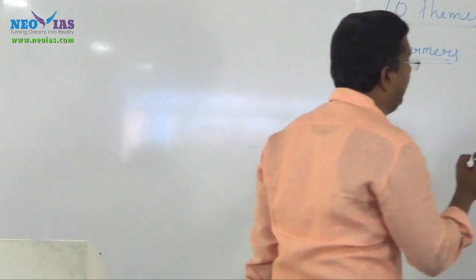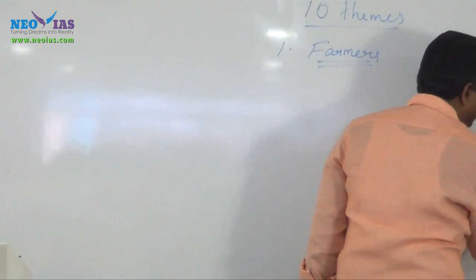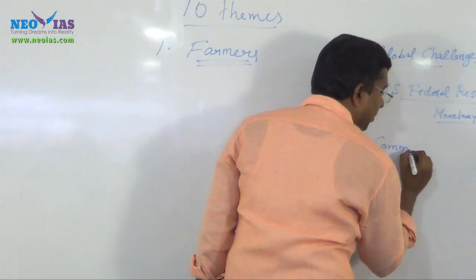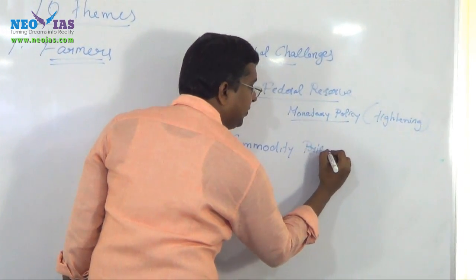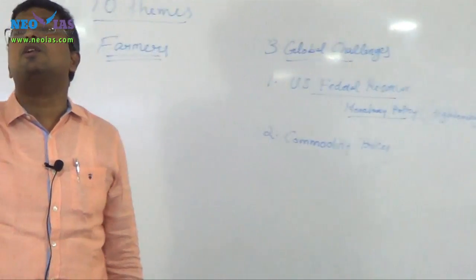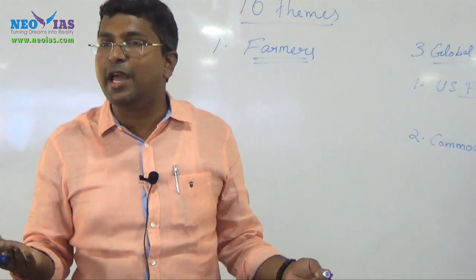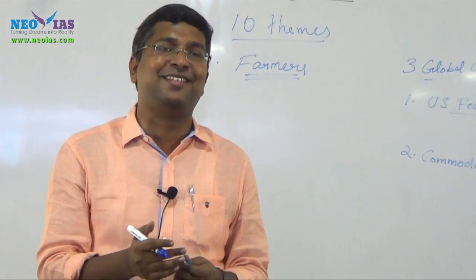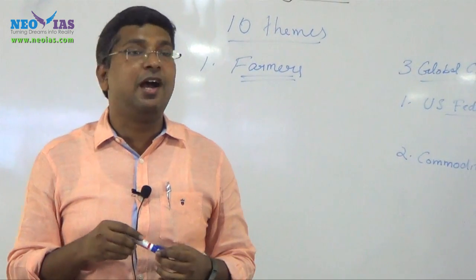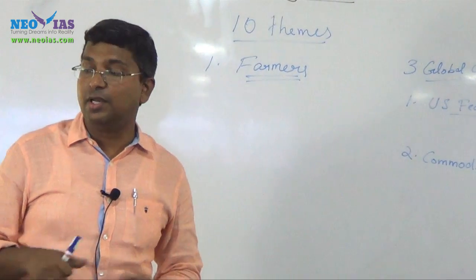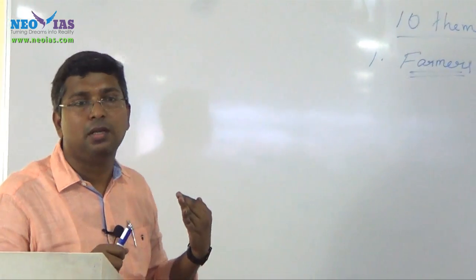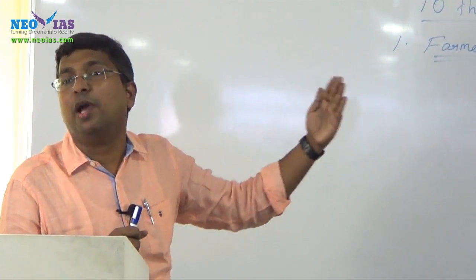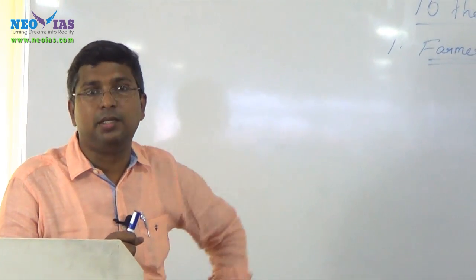Now the second challenge is regarding commodity prices. Global challenges mean the government can't have any control over them. Can the government do anything in relation to US Federal Reserve policy? No. Regarding commodity prices, try to understand, we are basically a commodity importer. We import a lot of commodities, and we are especially worried about oil prices, oil as a commodity.